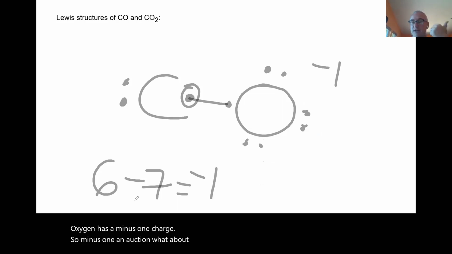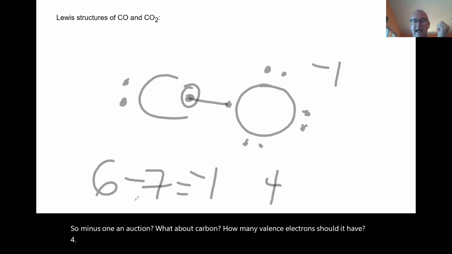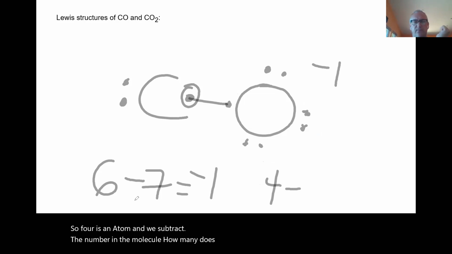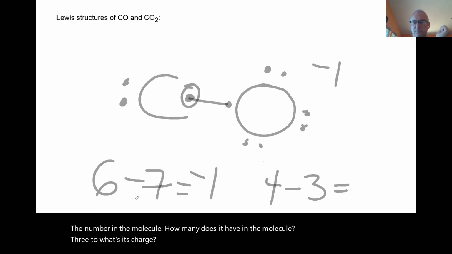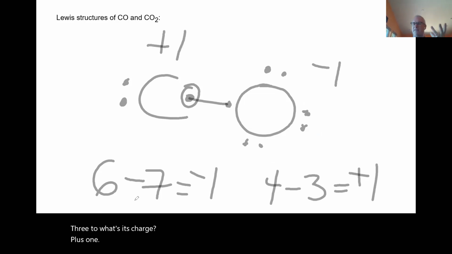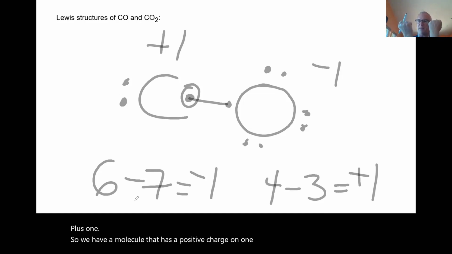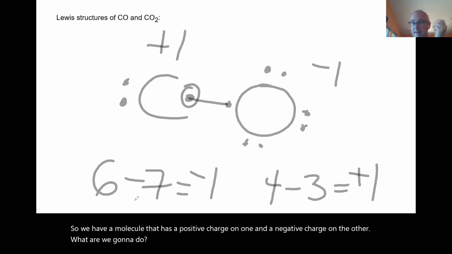How many valence electrons should it have? 4. So 4 is an atom, and we subtract the number in the molecule. How many does it have in the molecule? 3. So what's its charge? +1. So now we have a molecule that has a positive charge on one and a negative charge on the other. What are we gonna do? Double bond. Right, we put a double bond in.